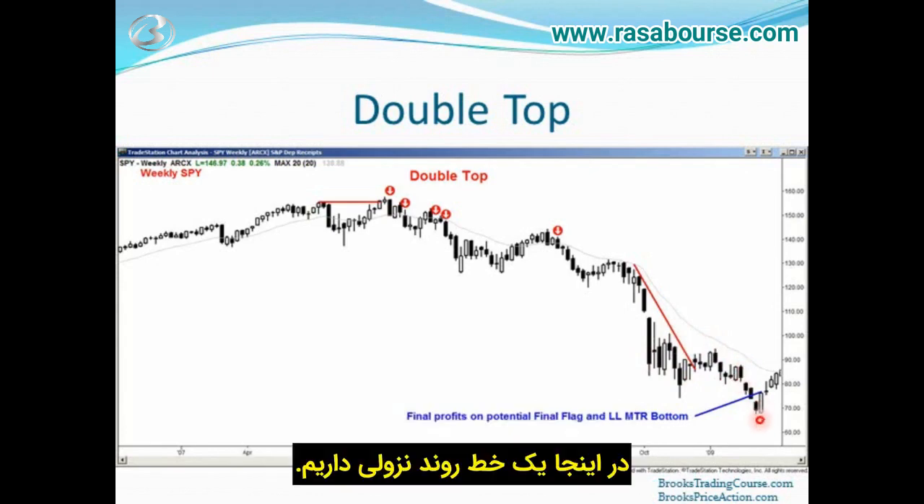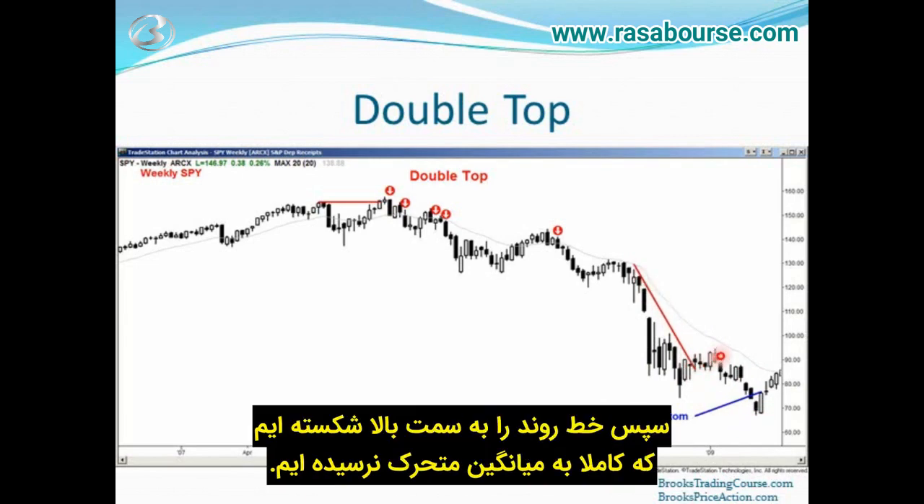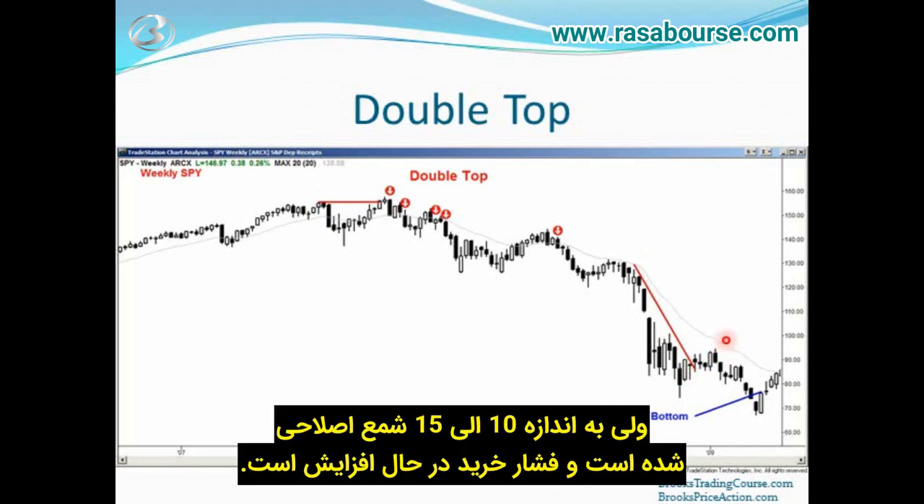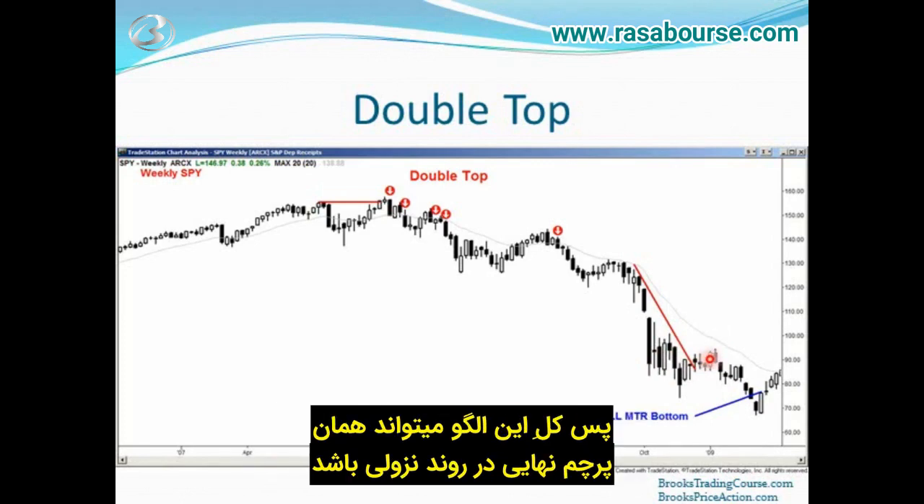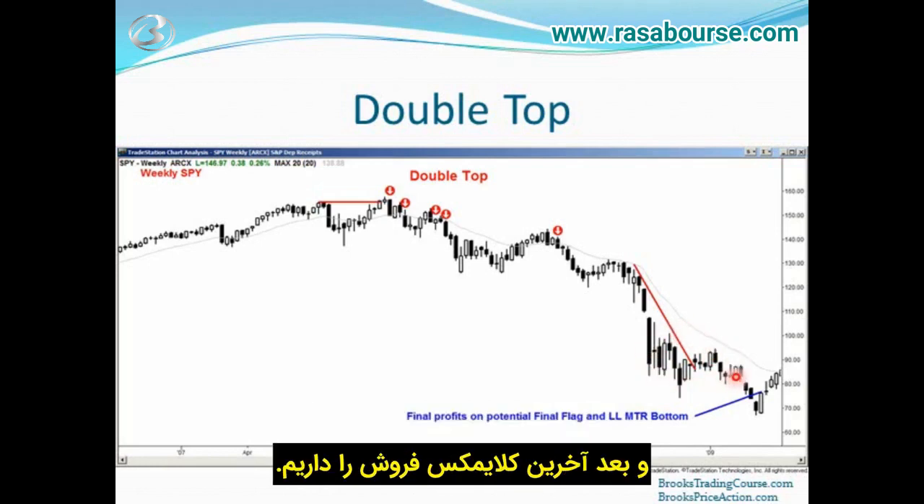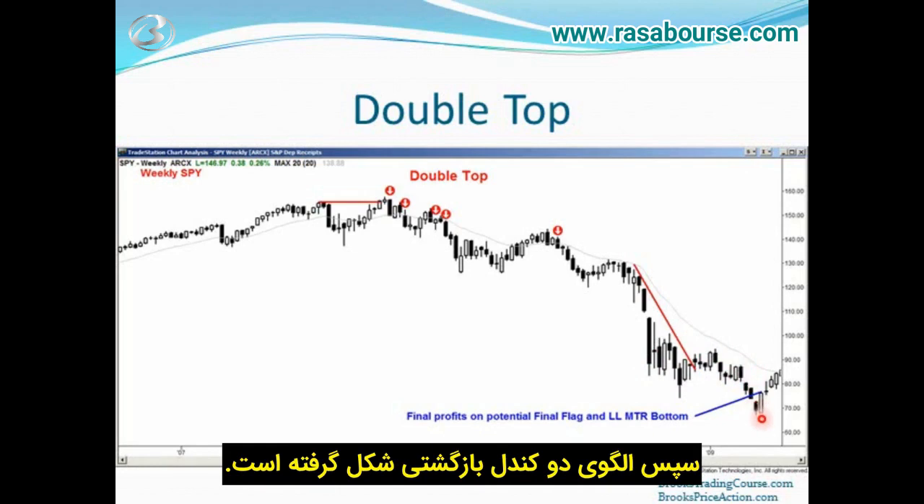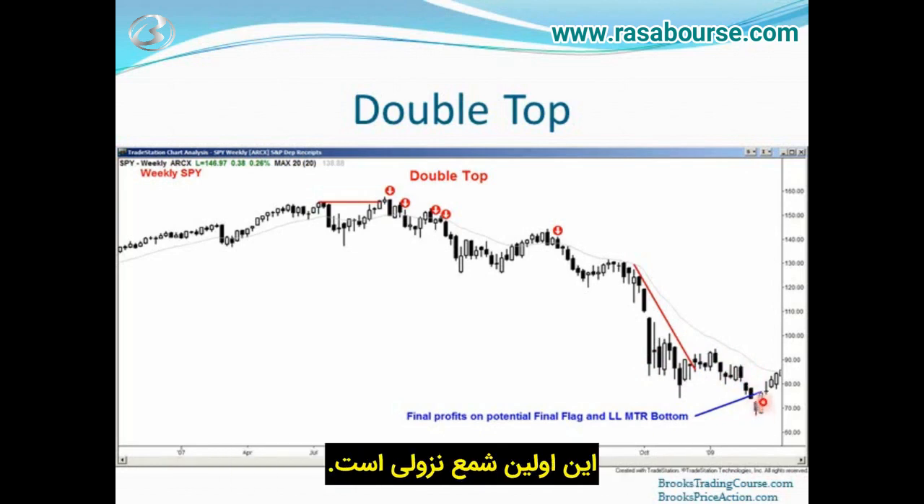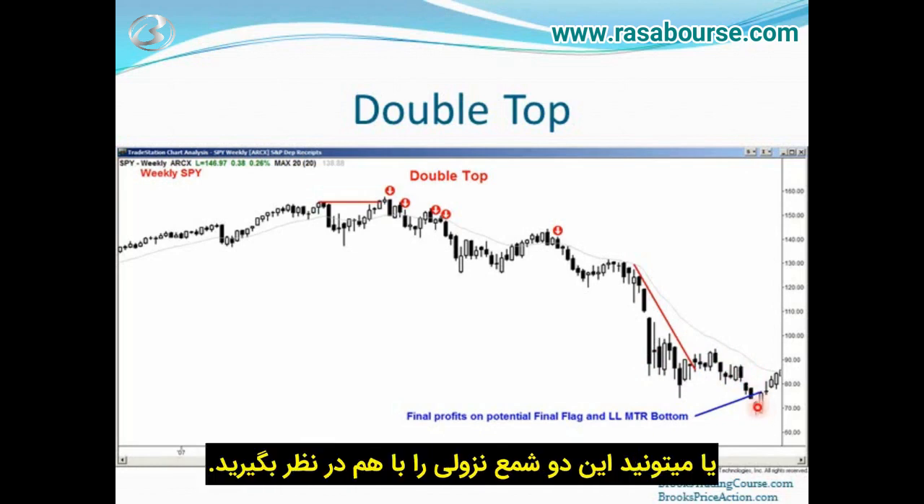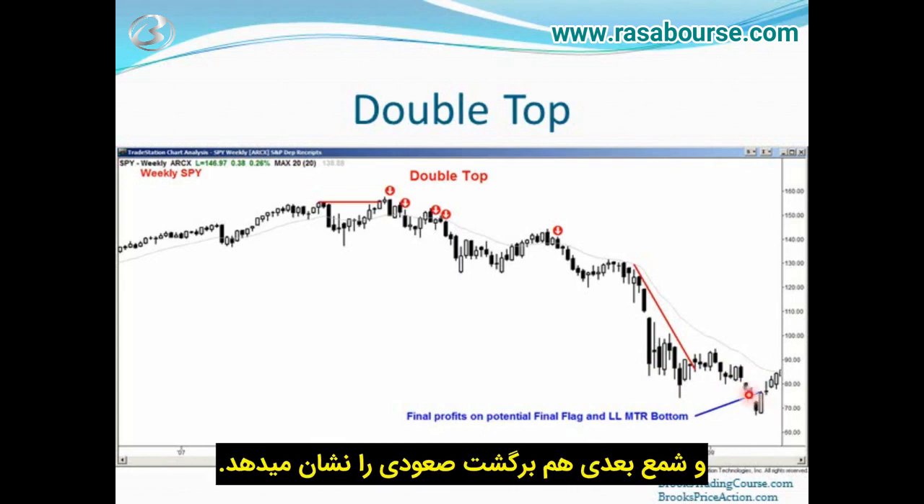At this point, we have a bear trend line, a break above the bear trend line. It did not quite reach the moving average, but it's sideways for about 10 or 15 bars, so we're starting to accumulate a lot of buying pressure. So this whole pattern might end up being the final flag of the bear trend. We have a final sell climax and a 2-bar reversal. You can say this is the first bar down, or you can say these 2 bars are the first push down and this is the reversal up.